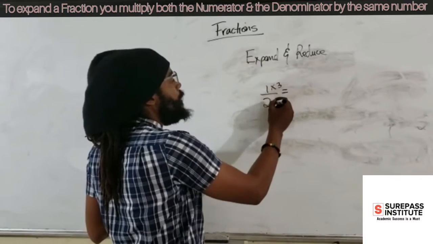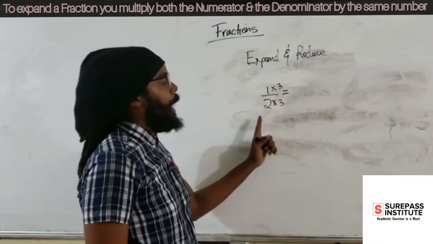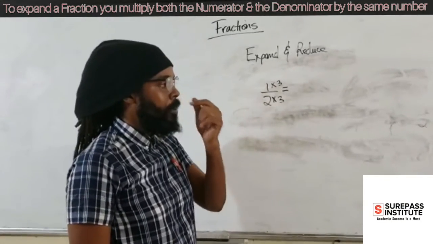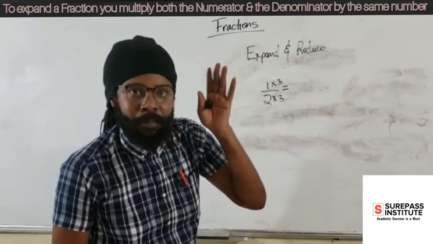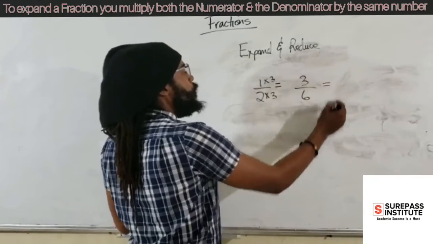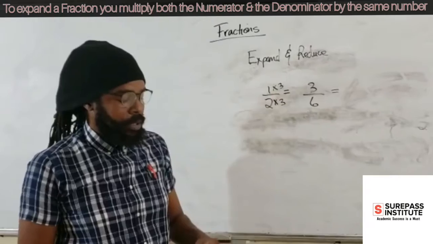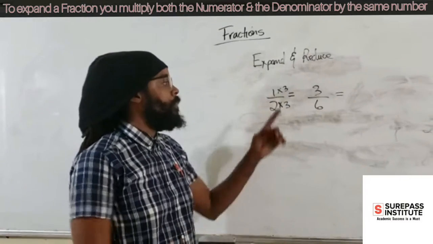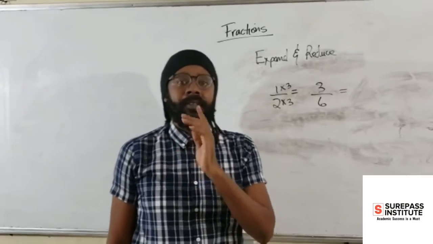by a number. In this case, I'm multiplying by 3. So I multiply both the numerator and the denominator by the same number. The equivalent fraction for a half, if it is expanded, will be 3 upon 6. 3 upon 6 is the exact same value as a half. The only difference is that the numerator is 3 and the denominator is 6. But both fractions have the same value.